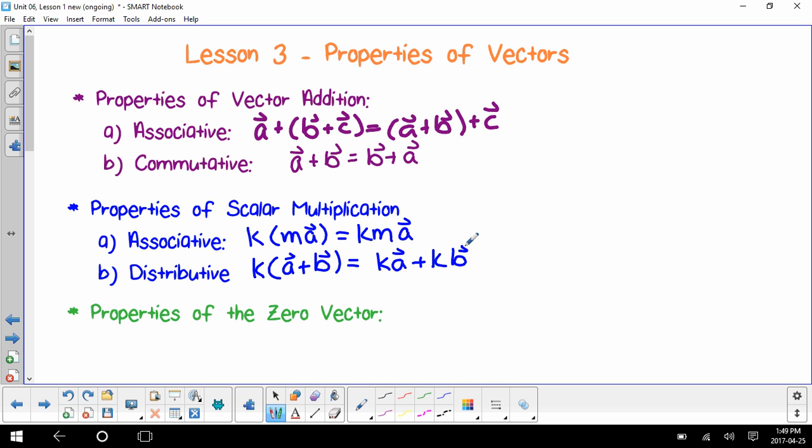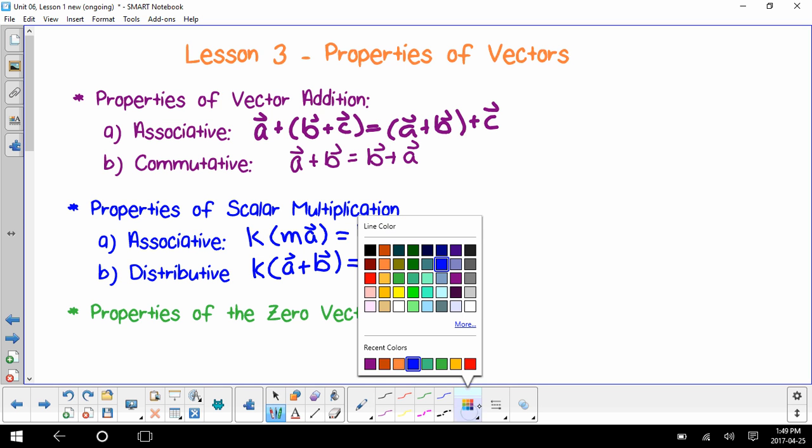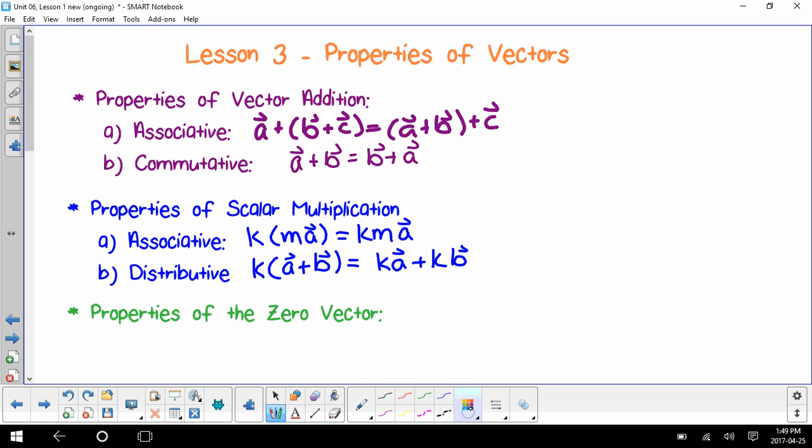These rules are obviously going to look very familiar because we've done lots of algebra up until this point. So I just want to give you an example of what this might actually look like. If you had 2 times 3 times vector A, that's going to end up being 6 vector A.